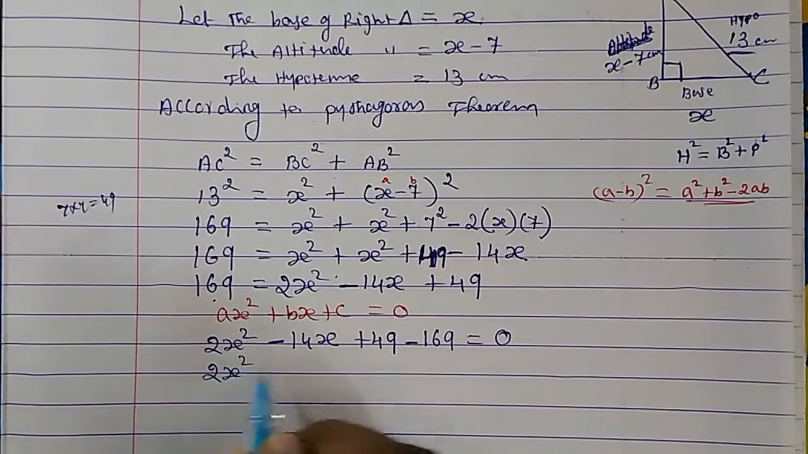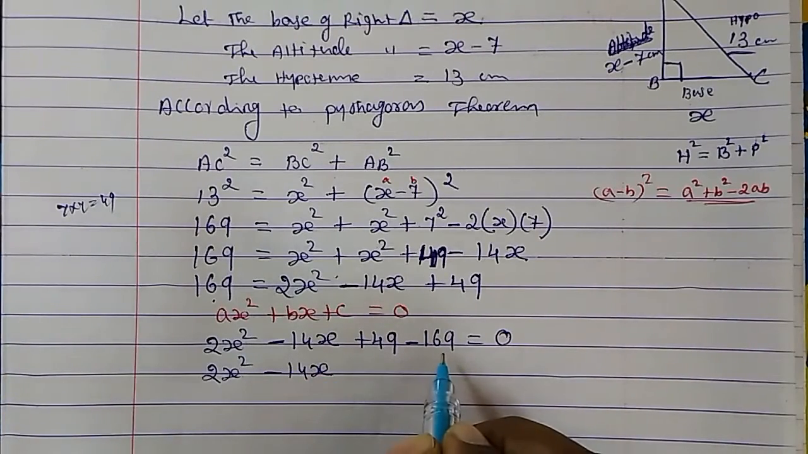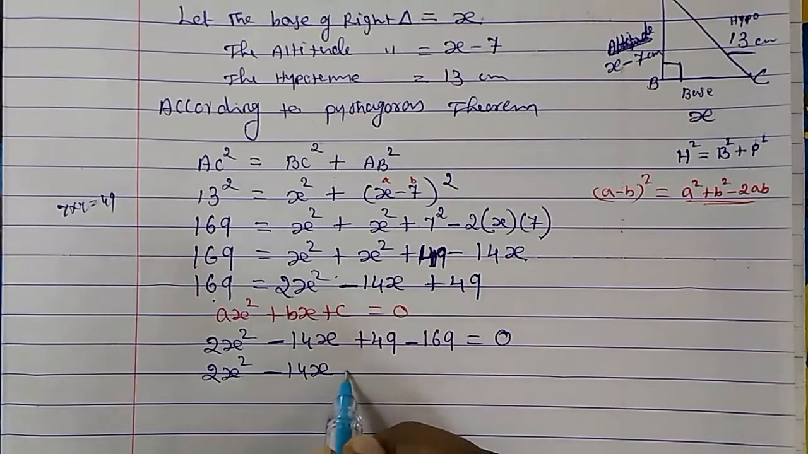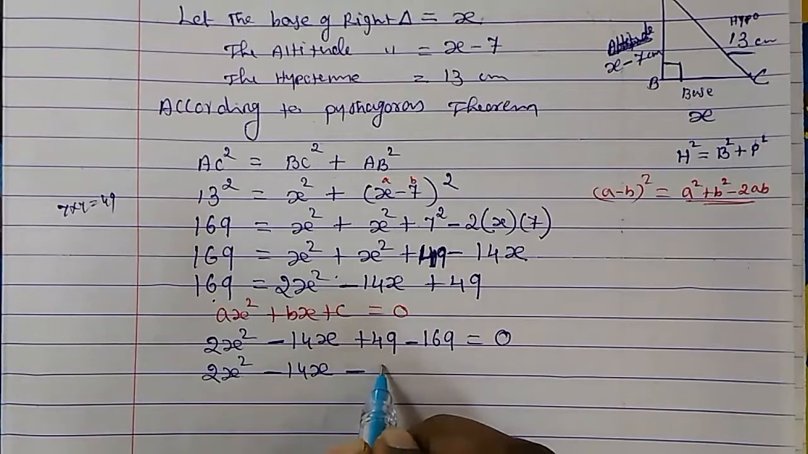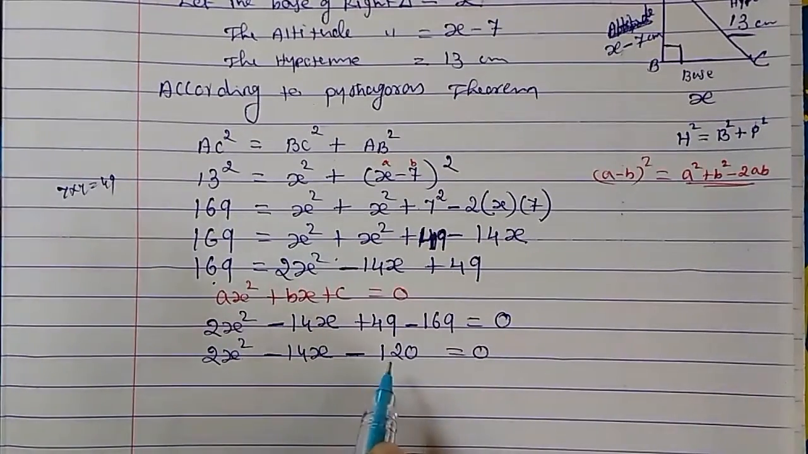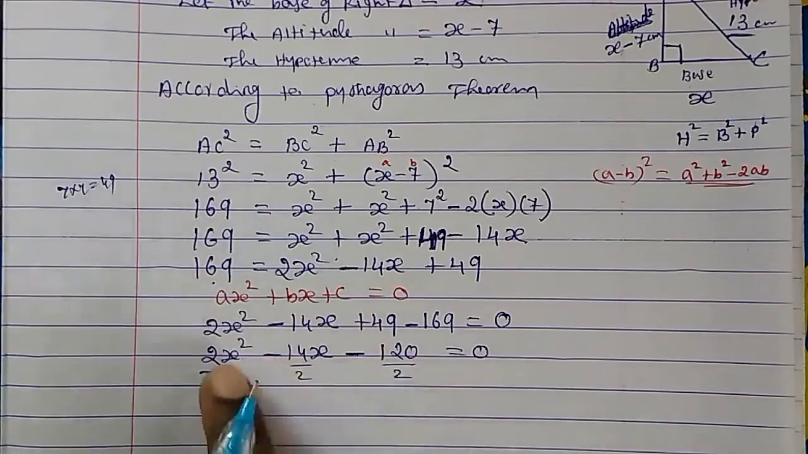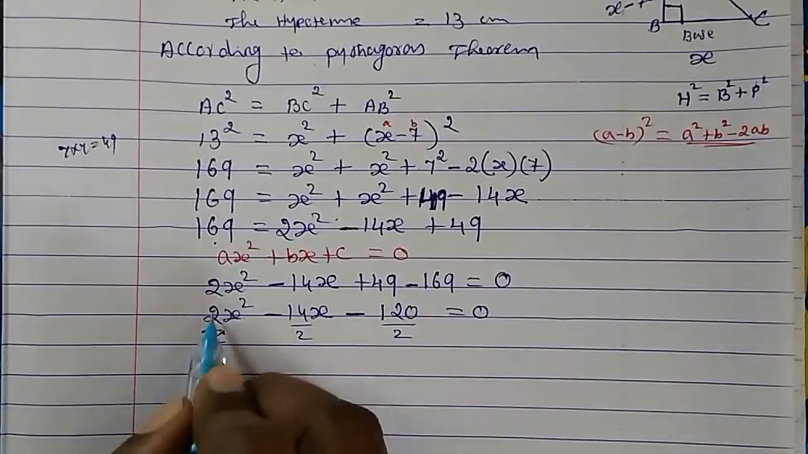Okay, now 2x square minus 14x plus 49 minus 169. The bigger number's sign remains, so when you subtract, you will get 120. Now this can still be divided by 2, so let's divide all of this by 2 so that the numbers become smaller for us. So the 2 will get cancelled.